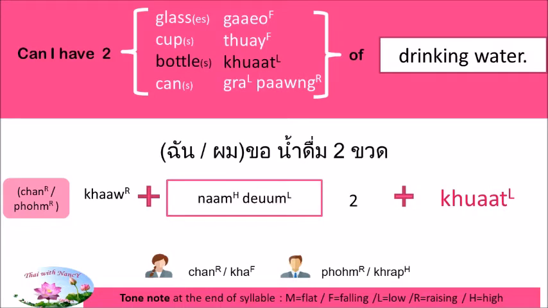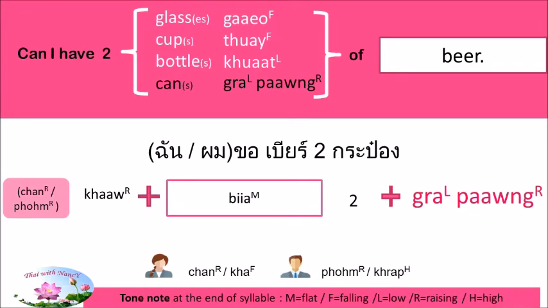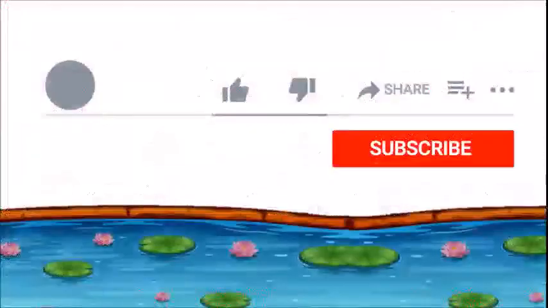Can I have two bottles of drinking water? ฉันขอน้ำดื่ม 2 ขวด. Can I have two cans of beer? ฉันขอเบียร์ 2 กระป๋อง.